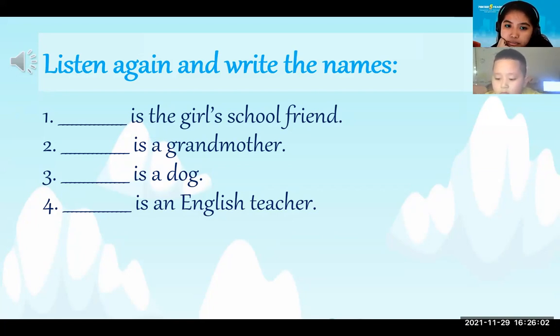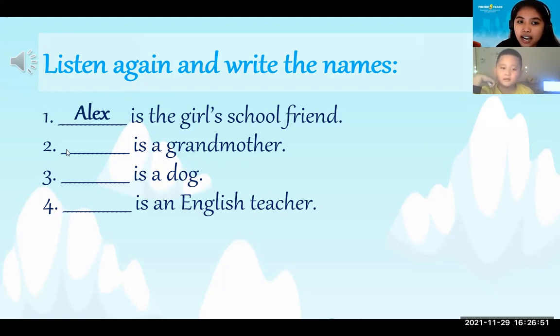2. Have you got a good friend at school? Yes. What's her name? Alex. Do you spell that A-L-E-X? Yes, she's very nice. Okay, so what is the name of the girl? Who is the girl? This is the girl's school friend. Who is that? We have Alex. A-L-E-X. Yes, we have Alex. So let's listen to number 2 and you listen to the grandmother's name. Okay, Hymen? Yes.